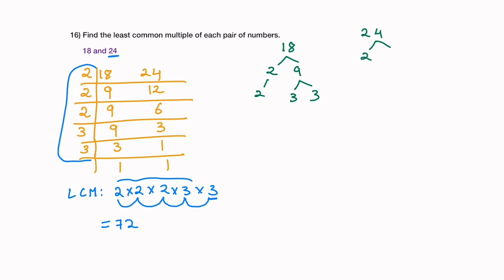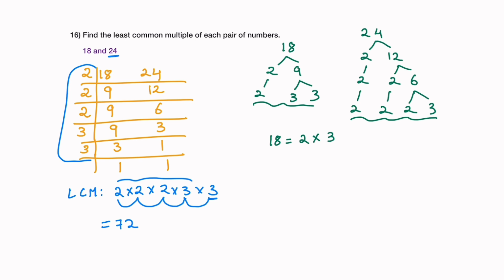So that's 2 times 12. 2 comes down as it is. 12 is 2 times 6. 2 down, and this 6 is 2 times 3. So these are the factors of 18, and these are for 24. So let's write down. 18 is 2 times 3 times 3. And 24 is 2 times 2 times 2 times 3.